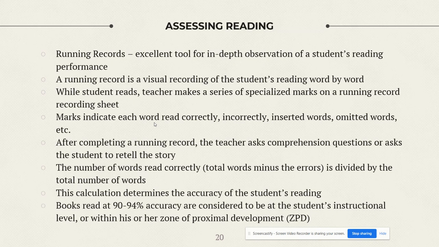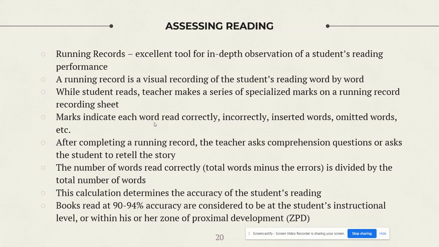There's also running records, which is an excellent tool for in-depth observation of a student's reading performance. A running record is a visual record of the student's reading word by word. While the student reads, the teacher makes a series of specialized marks on the running record sheet, and those marks indicate each word that was read correctly, incorrectly, words that were inserted by the student, words that were omitted, that sort of thing. After completing a running record, the teacher asks comprehension questions or asks the student to retell the story to see if they did in fact understand it.